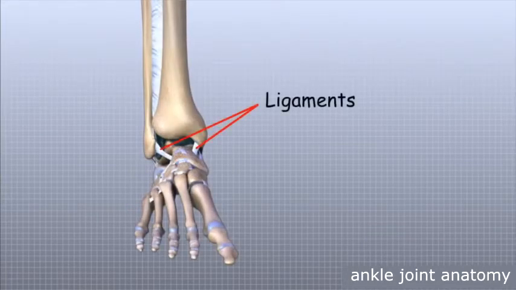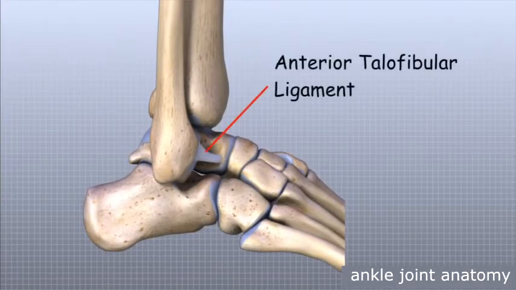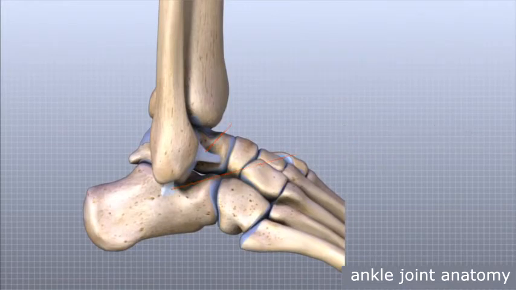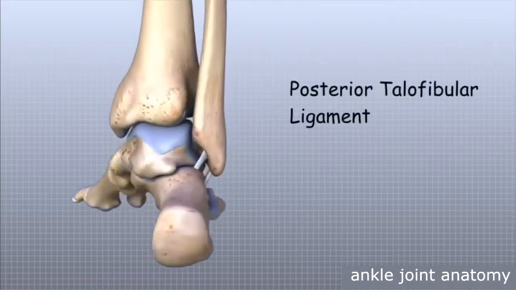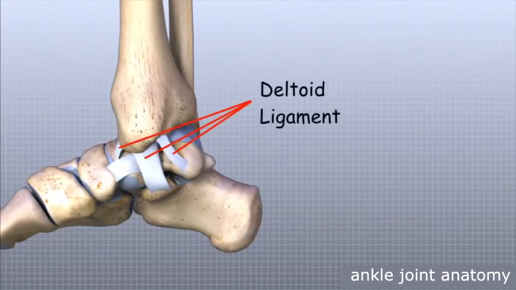Ligaments on both sides of the ankle joint stabilize the ankle joint. 3 ligaments make up the lateral ligament complex. These include the anterior talofibular ligament, the calcaneofibular ligament, and the posterior talofibular ligament. A group of ligaments called the deltoid ligaments support the medial side of the ankle joint.